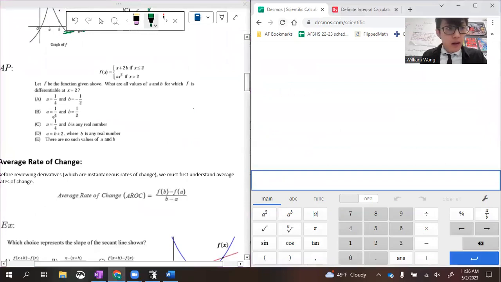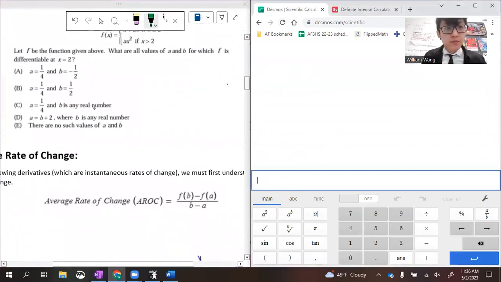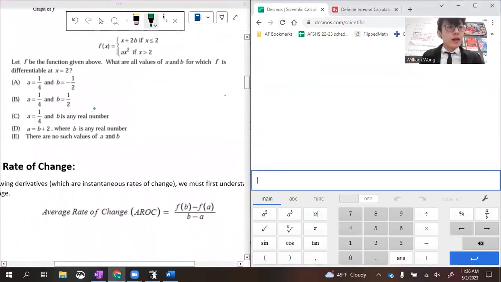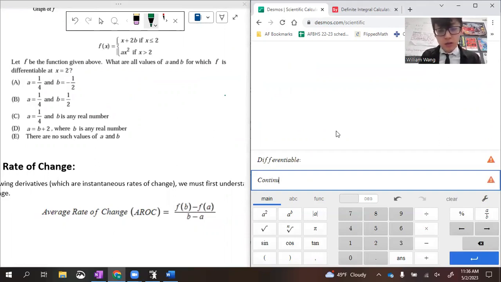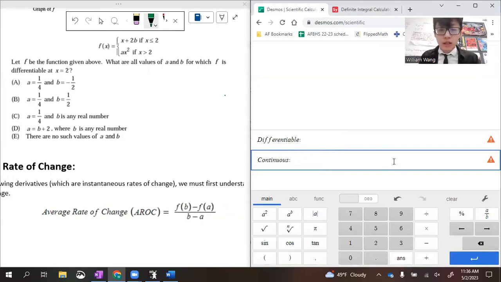Finally, let's read this question. Let f be the function given above. What are all the values of a and b for which f is differentiable at x equals 2? Okay, so if it's differentiable, it must also be continuous. And let's remind ourselves of what that means, right? So for continuity, the limit from left and right must be equal, and the exact value must be equal.